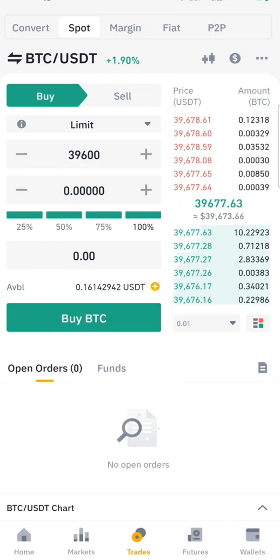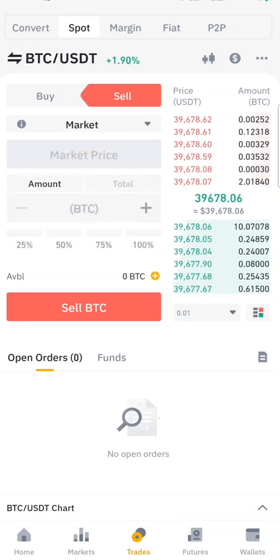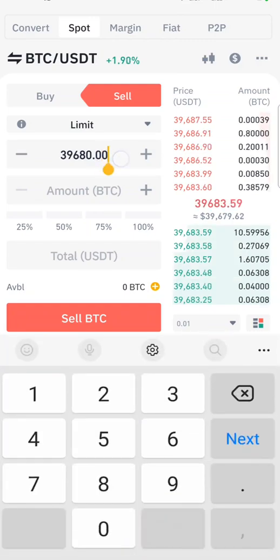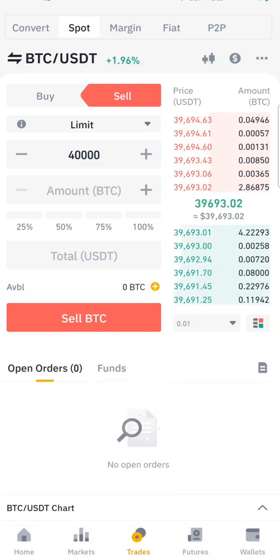Now the similar thing is if you want to sell. You can do it at the current market price, or you can put a limit. Like if you are expecting the price of bitcoin to rise, and you want to sell this for $40,000, then you simply click on $40,000, and it depends on how much percent you want to sell. If you want to sell 25, 50, 75 or 100, or you can put a custom amount. So this was with regards to the spot trade.